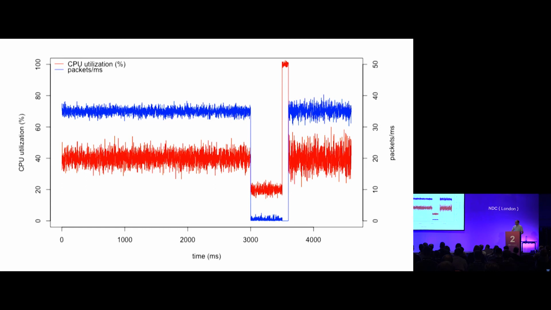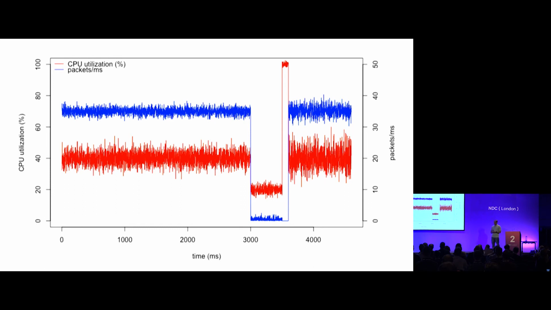So this is what it looked like when we collected a bit of performance information. You can see two metrics here. The blue one is the number of packets processed per millisecond. So we were processing tens of thousands of packets per second, or tens of packets per millisecond. And the red line is CPU utilization across the system.